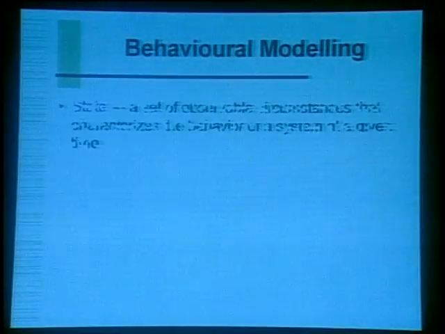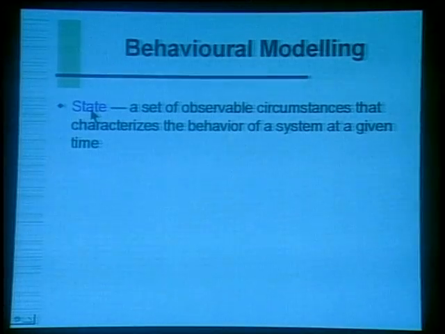Now, it's also very important that before we discuss how the behavior modeling is done, we should be familiar with the terminology related to the behavior model. The terms we'll be using are: a state. In behavior modeling, a state is a set of observable circumstances that characterizes the behavior of a system at a given time.